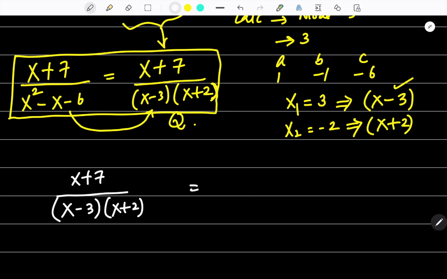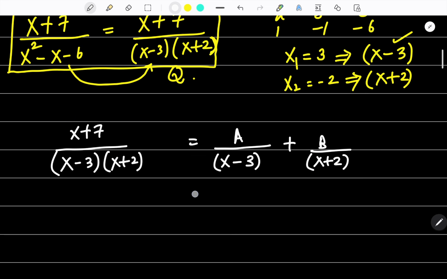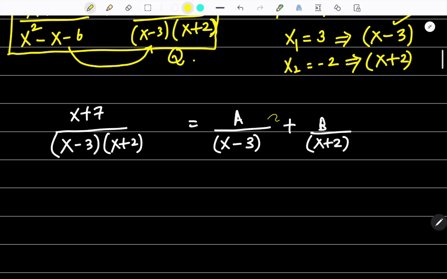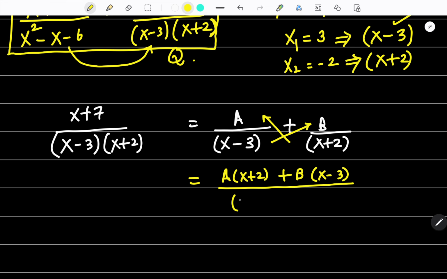There are so many possibilities, but in the prep year you are studying only one rule. So I'm going to write this as a divided by x minus 3 plus b divided by x plus 2. The same as your high school idea, just multiply here and here. So this equals a times x plus 2 plus b times x minus 3 divided by x minus 3 times x plus 2. Like 1 by 2 plus 1 by 3 is equal to 1 times 3 plus 1 times 2 divided by 2 times 3.